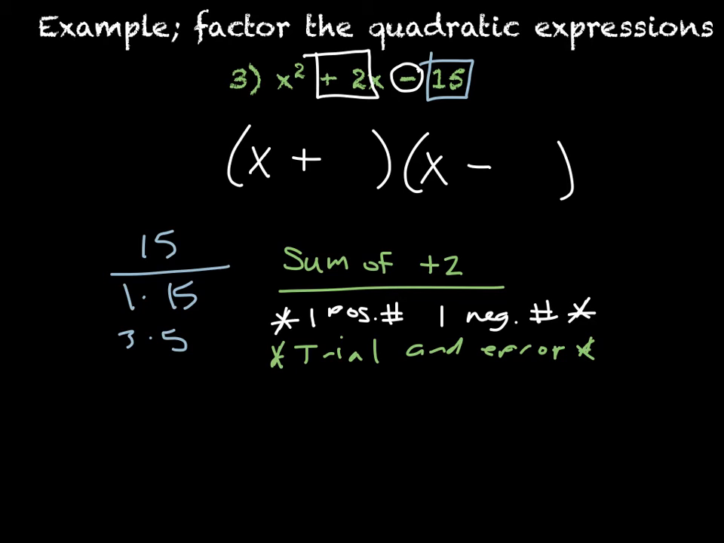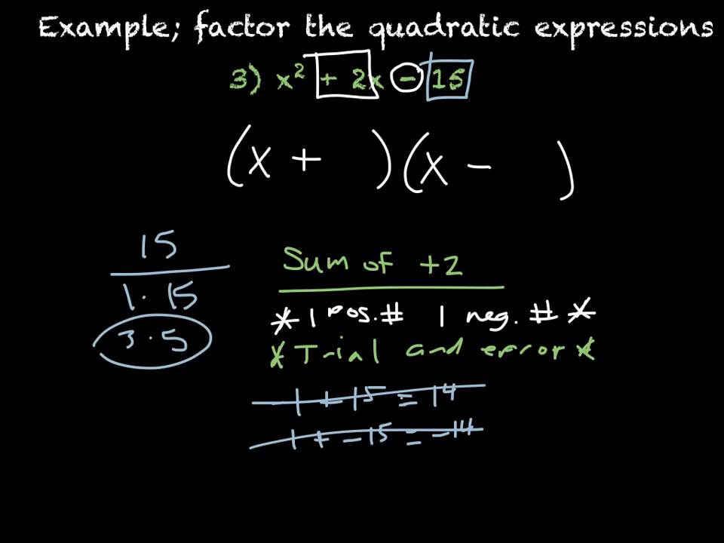Okay, so if I were to have a negative 1 plus 15, then that's going to give me a positive 14, which is nowhere near what I'm looking for. So a positive 1 plus a negative 15 is going to give me a negative 14. So again, that one's nowhere near what I'm looking for. So it has to be my 3 and 5 in some way. I just need to figure out which one is positive, which one is negative.